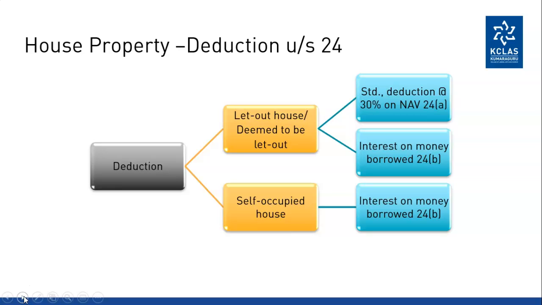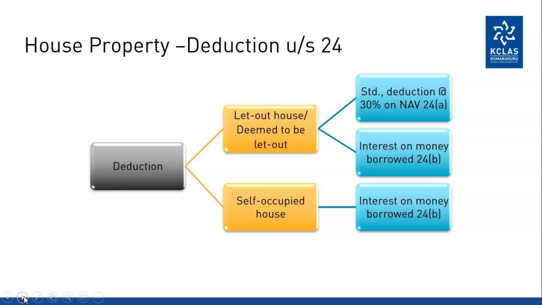So house property deductions under section 24. While calculating the house property income, deductions are allowed out of net annual value, which we call NAV. These deductions are with regards to let out house property or deemed to be let out house, and for self-occupied house. There are two deductions that can be claimed with regards to let out house or deemed to be let out house. One is standard deduction, which is applicable at the rate of 30% of NAV under section 24A, and interest on money borrowed, which is under section 24B. With regards to self-occupied house, interest on money borrowed alone will be applicable, which is dealt under section 24B.